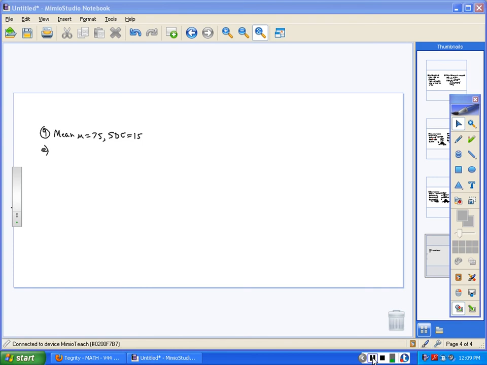And the question is to find P30, which is the 30th percentile. And P30 means that 30% are below, and therefore 70% would be above. The percentile always tells you the percentage that is below. This is on the handout, this is the very last one. It's finding values in non-standard normal distributions. It's kind of like going backwards. So in this one, the first thing that we do is draw the picture.